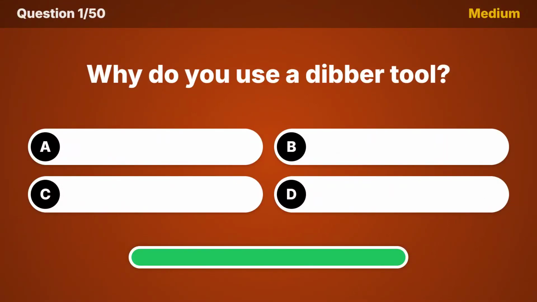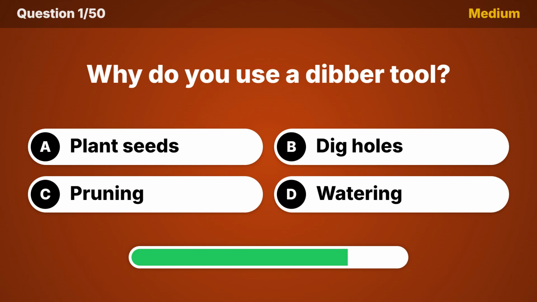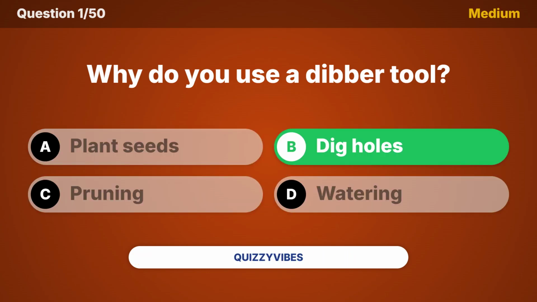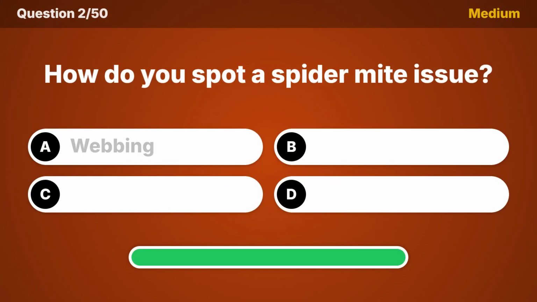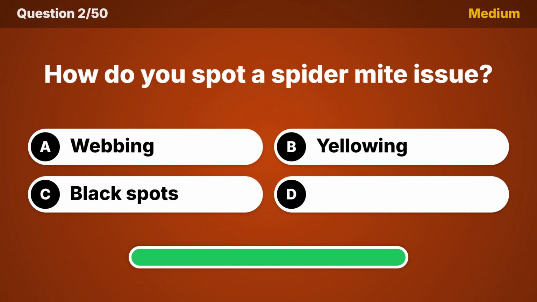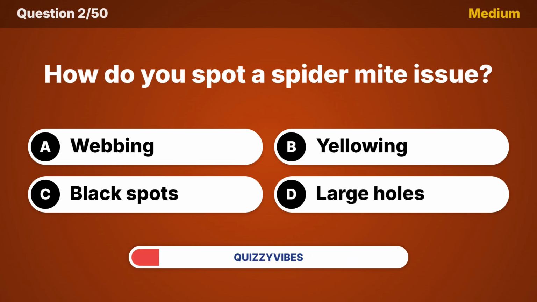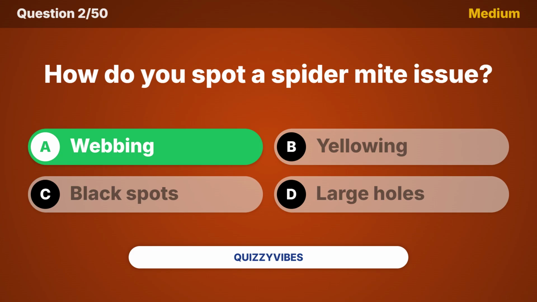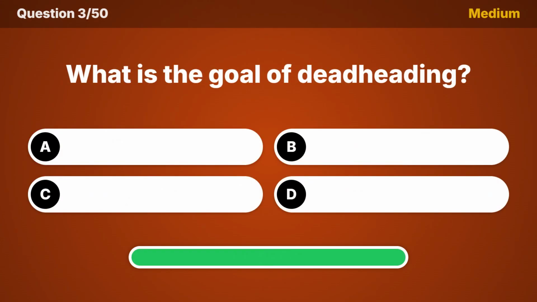Why do you use a dibber tool? Here's the answer. Dig holes. How do you spot a spider mite issue? Time's up! It's webbing! What is the goal of deadheading?